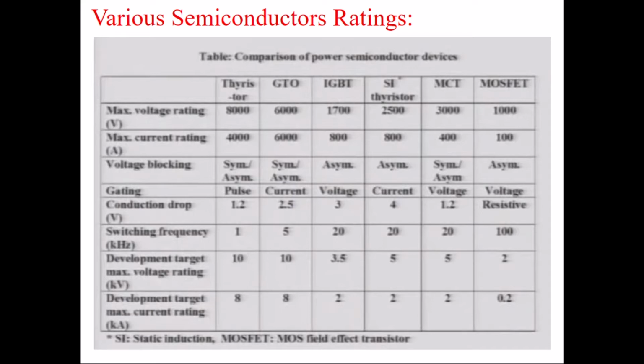You can see in this comparison table the different ratings of different semiconductor devices. First, the thyristor is now available at 8000 volts, which means 8 kV maximum voltage rating. Next, for GTO the maximum voltage rating is 6 kV. IGBT has 1.7 kV, static induction thyristor has 2.5 kV, MCT has 3 kV and MOSFET has 1 kV.